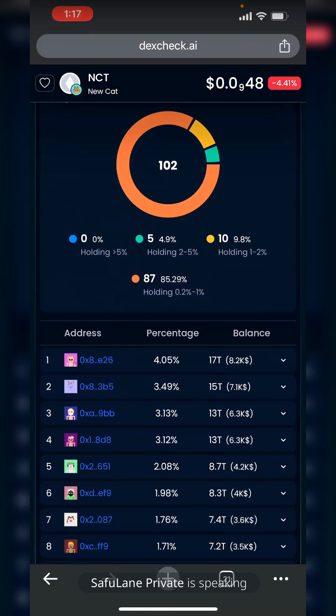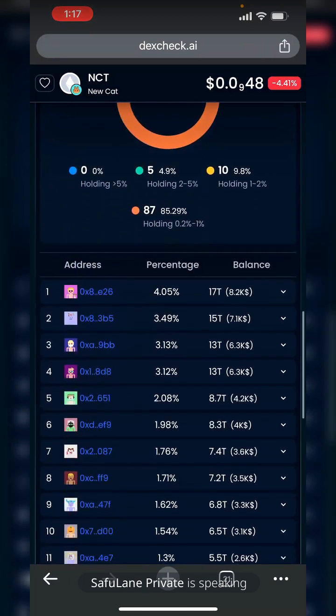So who is holding 4.9%? About 5 people. It makes so much sense as well. And 10 people are holding 9.8%. So that means this token is in the hands of the community, because we don't really have someone holding about maybe the project itself holding about 70% or something like that. So this is really good.